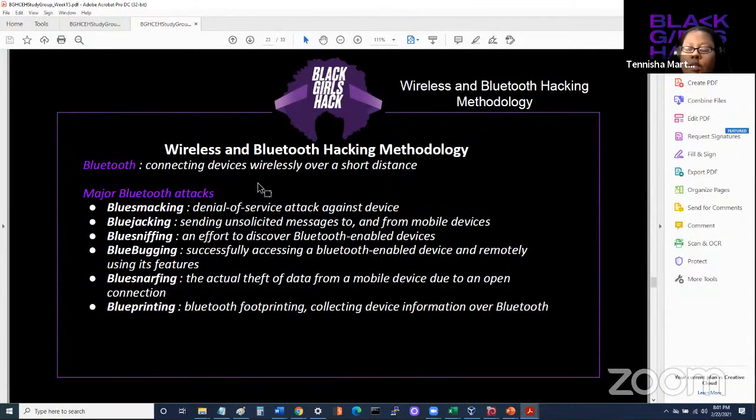All right, so wireless Bluetooth hacking methodology. Bluetooth is basically connecting devices wirelessly over short distance. We know that Bluetooth is notoriously insecure. And there are a lot of different attacks that happen, and they mirror the types of attacks. The way that you know that this is actually a Bluetooth attack is specifically that they all start with the word blue. So you have blue smacking, and I did see a bunch of these on my exam.